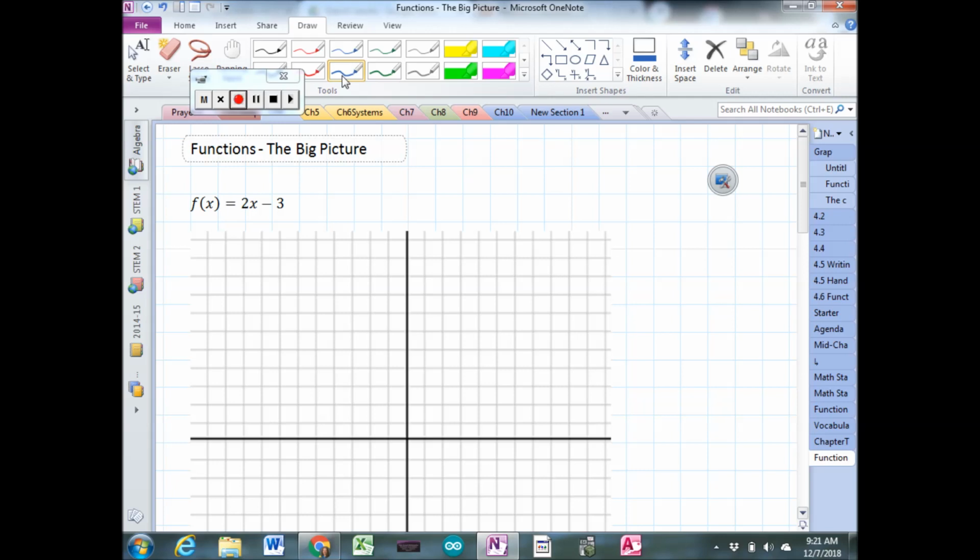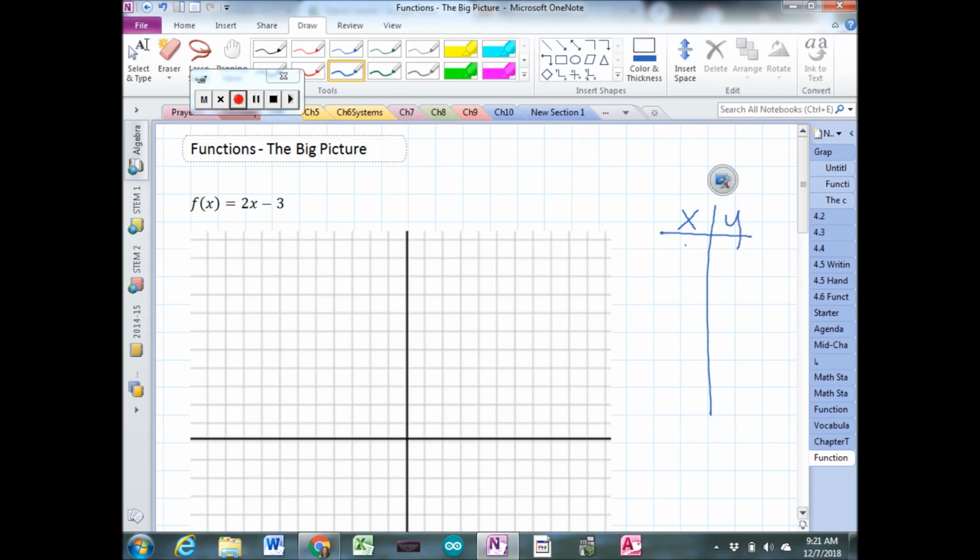So students, on Friday, when some of you were out, we took advantage of the time to go over functions, the big picture: what is a function and what are all of the concepts that we need to know about functions. So we started with this one, f of x is equal to 2x minus 3.